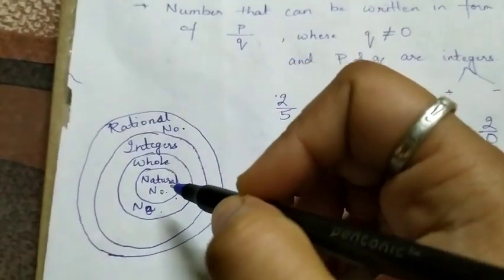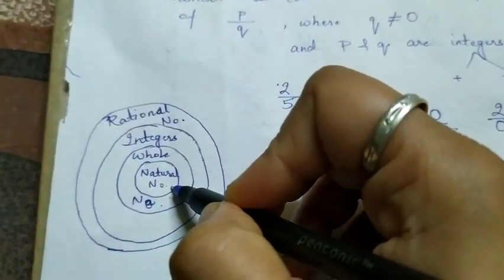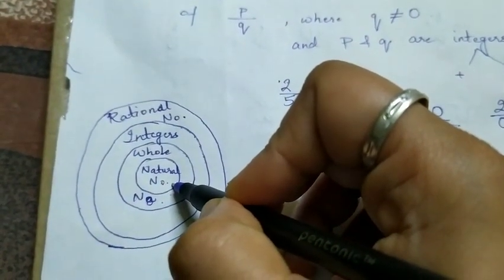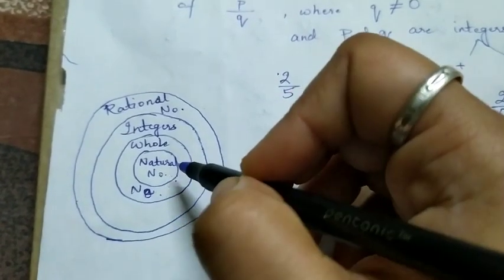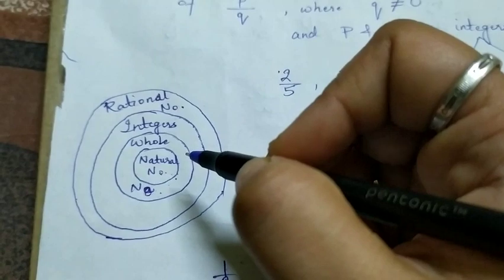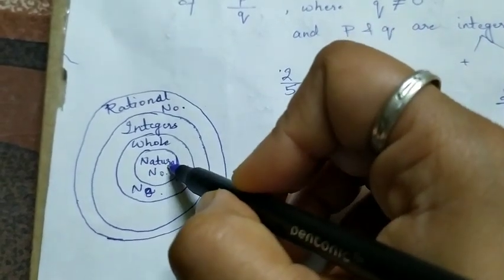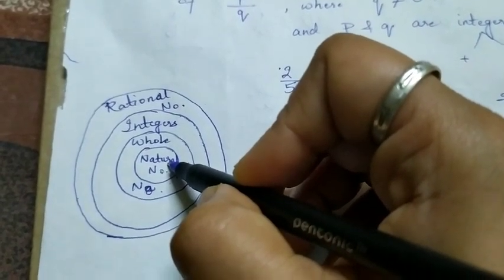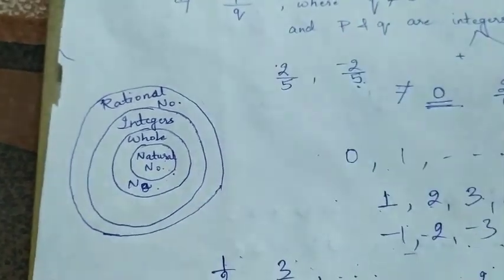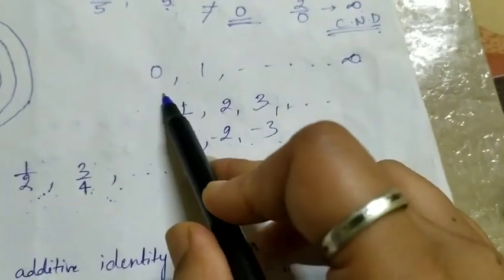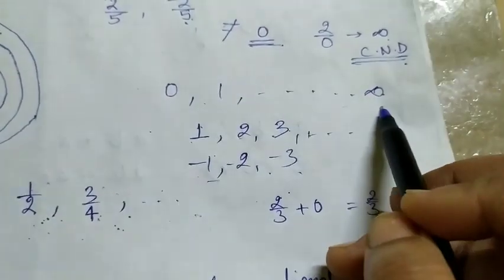We all know about the natural numbers. The numbers that occur naturally, from 1 to infinity: 1, 2, 3, and so on to infinity, come under the natural numbers. When we add 0 to the natural numbers, it becomes the whole numbers.